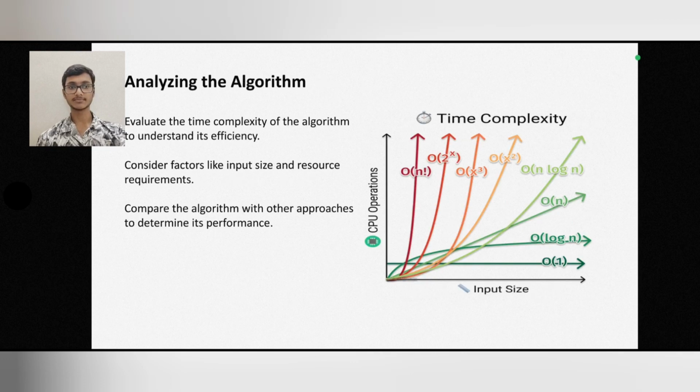Analyzing the algorithm. Evaluate the time complexity of the algorithm to understand its efficiency. Consider factors like input size and resource requirements. Compare the algorithm with other approaches to determine its performance. Here you can see time complexity. Time complexity has three asymptotic notations: big O notation, big theta notation, and big omega notation. Based on that, we can find the time complexity of an algorithm.